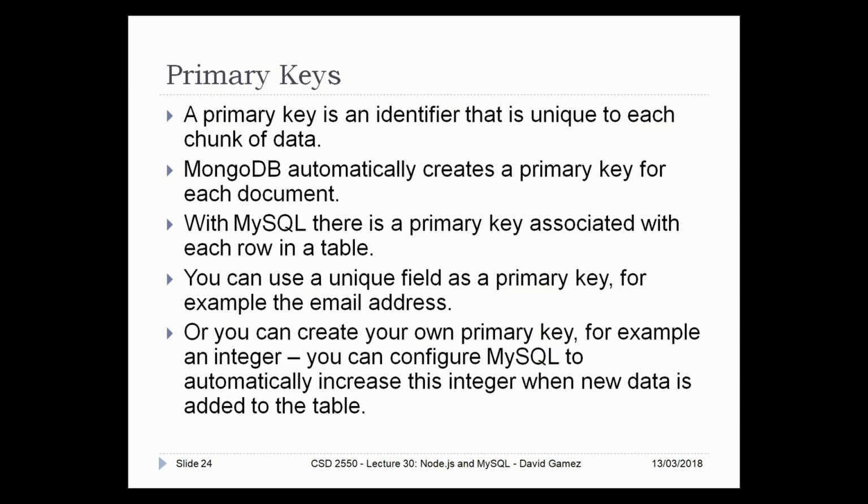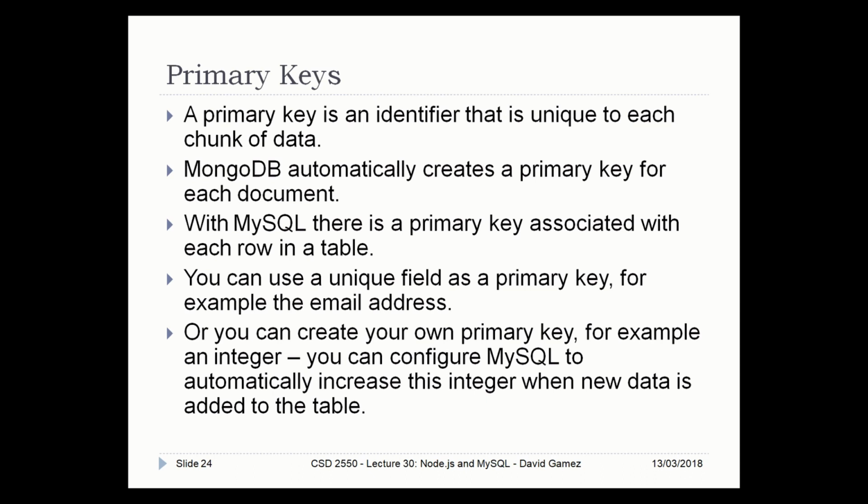Now you can use a unique field as a primary key, so MySQL gives you more flexibility with this than MongoDB does typically. Which is good because it lets you optimize, it lets you minimize the amount of data. So for example, if you had customers and you knew that all of the email addresses were unique, then you could use the email address as the primary key and not store an extra bit of data that represents the primary key for the rows in that particular table.